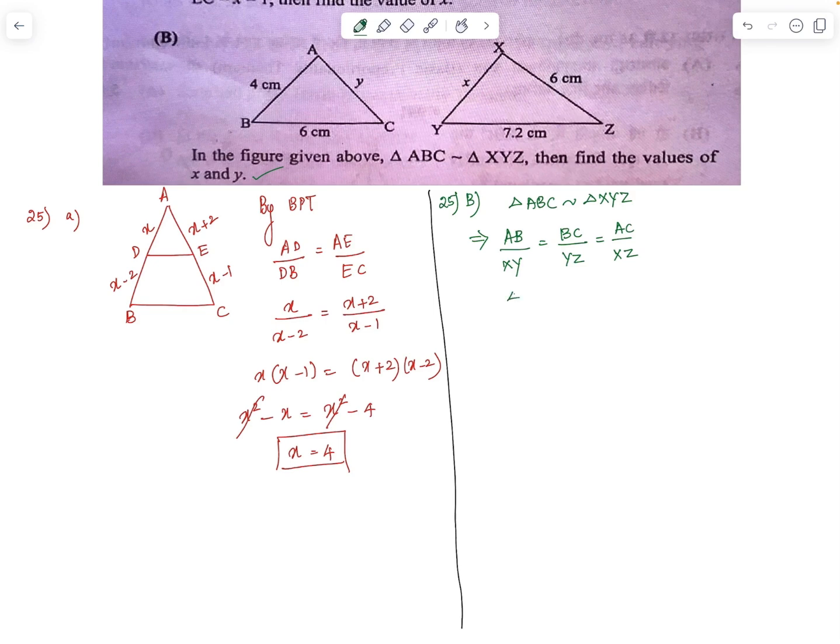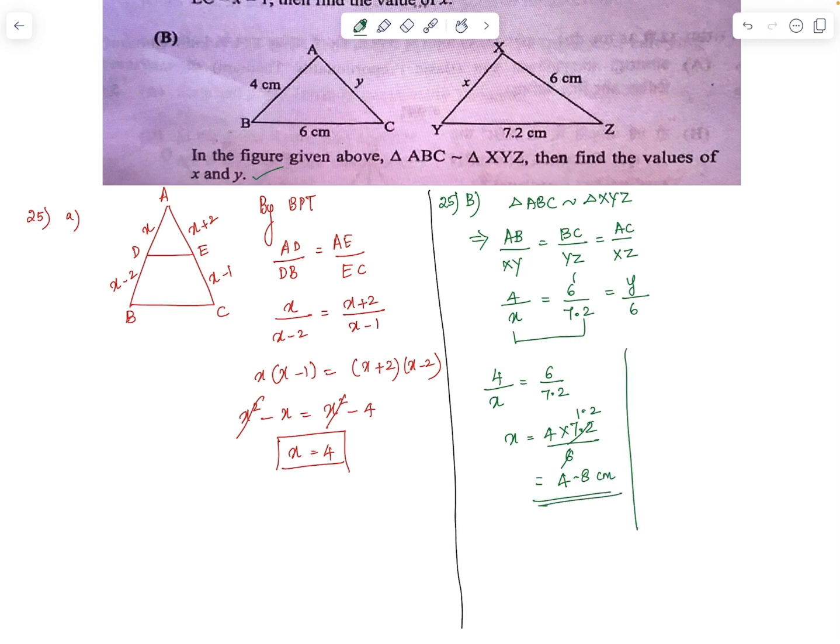Here AB is 4, XY is x, BC is 6 centimeter, YZ is 7.2, AC is y and XZ is 6 centimeter. So here we have to find the values for x and y. First let's equate these two proportionalities. 4 upon x equal to 6 upon 7.2. That is x is equal to 4 into 7.2 upon 6, which is 4.8 centimeter.